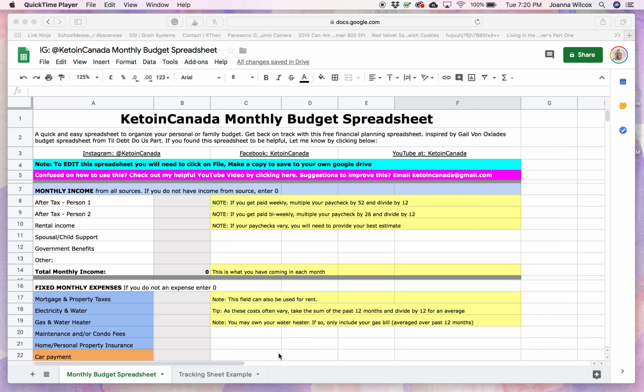I'm going to give you a really quick overview of my monthly budget spreadsheet. This is a really quick and easy way to organize your personal finances or your family budget. It really gives you a guideline on how to spend the money that you do have coming in.